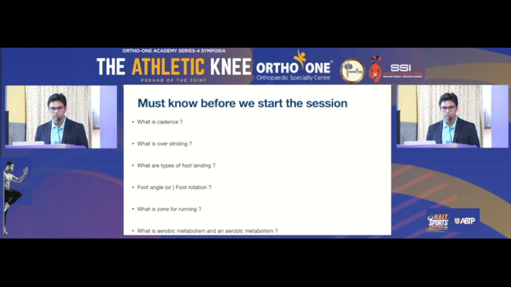What is cadence? What is striding? What is understriding, normal striding, overstriding? What are the most important types of foot landing when you're trying to run? And what are the most dangerous and safest foot angles that you're going to talk about in runners? What is a safe zone for running for different types of runners? And what are the most important metabolism that a runner goes through when he's running?